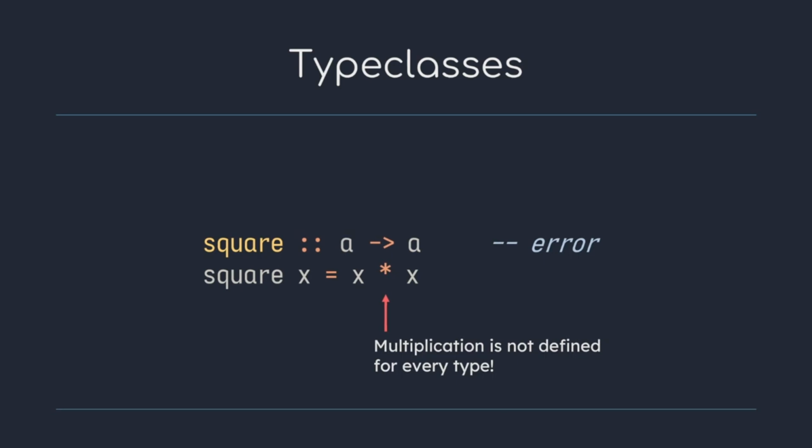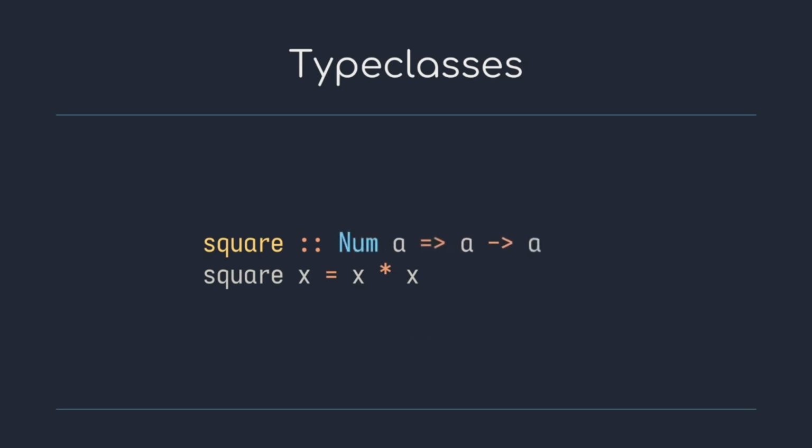This is done with the Num type class. A type class is a description of what functionality a type must implement in order to derive from it. It is a lot like an interface in that regard. This type would read, function square has type A to A, where type A is an instance of Num.